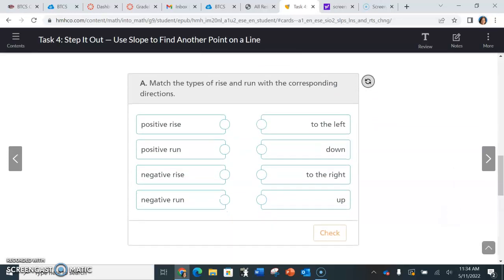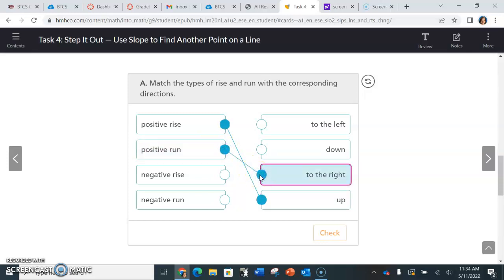All right, so it says match the types of rise and run with the corresponding directions. All right, so positive rise, positive run. We know rise is your y values, so it's going to be up or down. Positive means you're going to go up. And a positive run, so your run is going to go left or right because that's your horizontal movement.